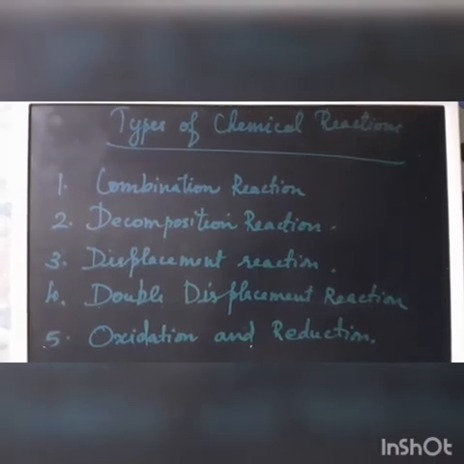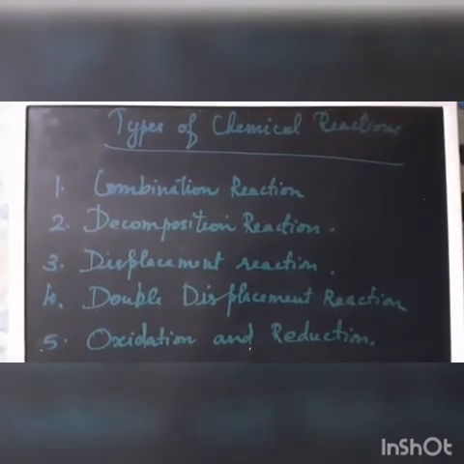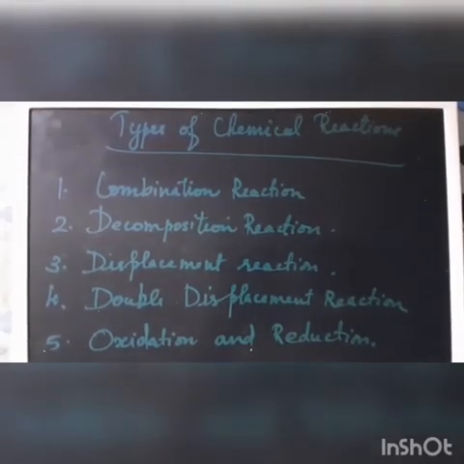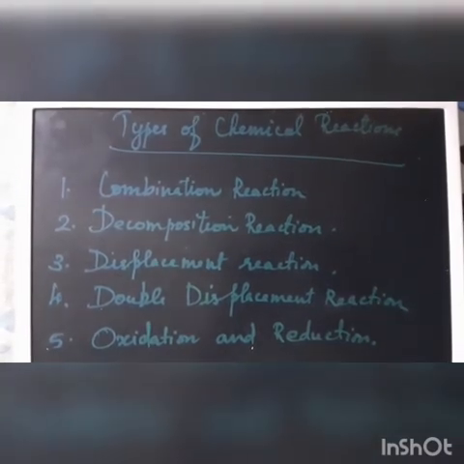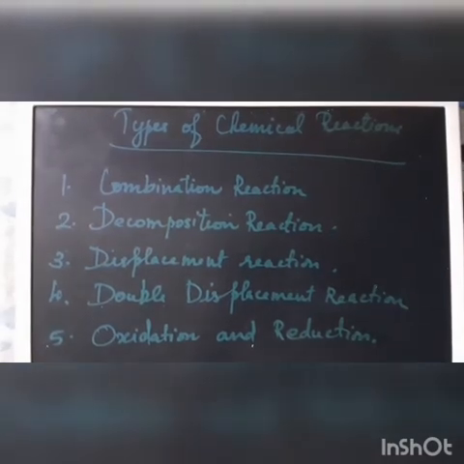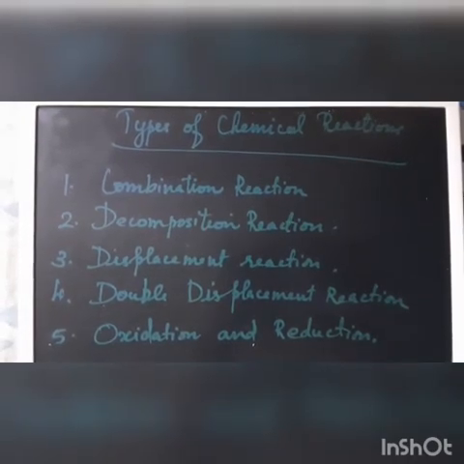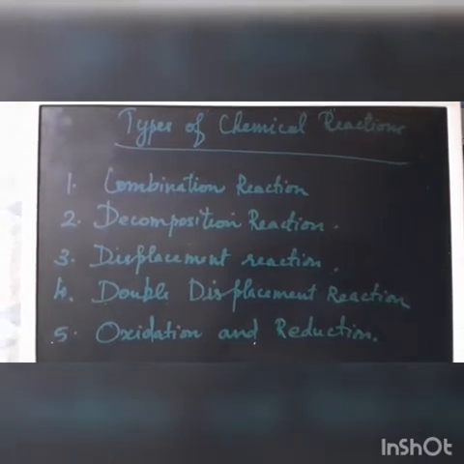Now let us see the different types of chemical reactions. There are 5 different types. One is the combination reaction, second is the decomposition reaction, third is the displacement reaction, next is the double displacement reaction, and fifth is the oxidation and reduction reaction. Now we will see each one in detail.